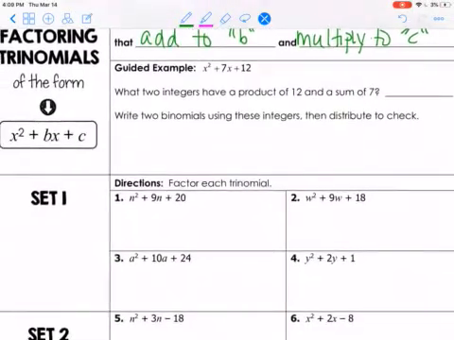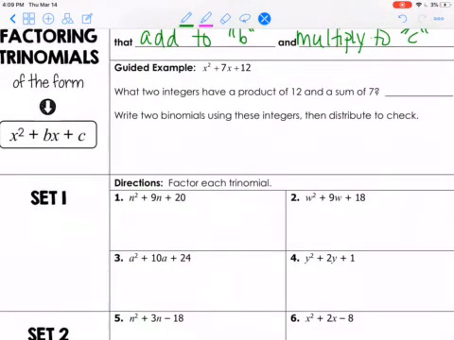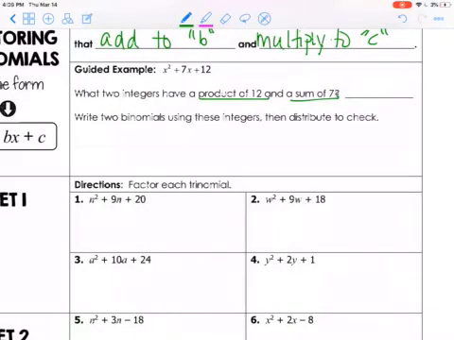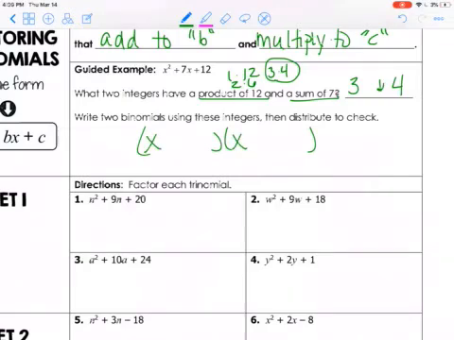So for example, we have x squared plus 7x plus 12. You're trying to think of 2 integers that have a product of 12 and a sum of 7. Things that multiply to be 12 would be 1 and 12, 2 and 6, and 3 and 4. Out of all those factors, the one that would have the sum of 7 would be 3 and 4. So the 2 binomials that would have this as factors: x squared breaks up into x and x, and it's a positive 3 and a positive 4. So that would be your answer.